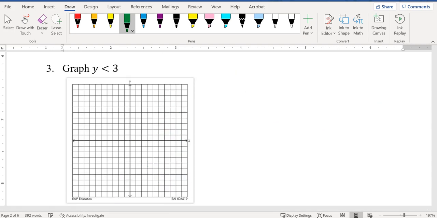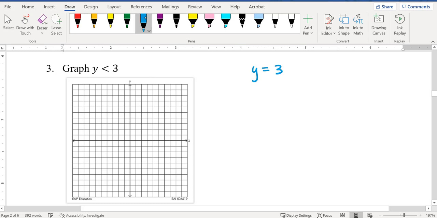Number 3, I want to graph y less than 3. How do you graph the corresponding equation y equals 3? That's a horizontal line here at 3. Since it's just less than, there's no equal to, it's going to be a dashed line.